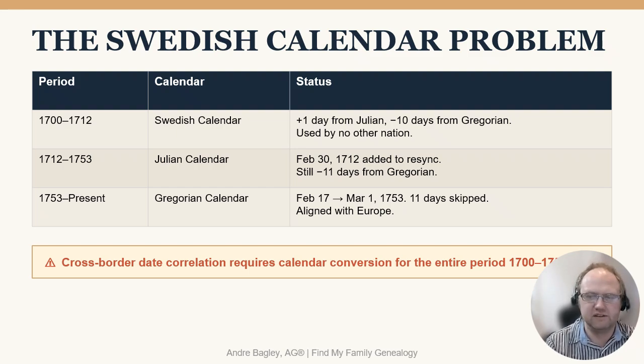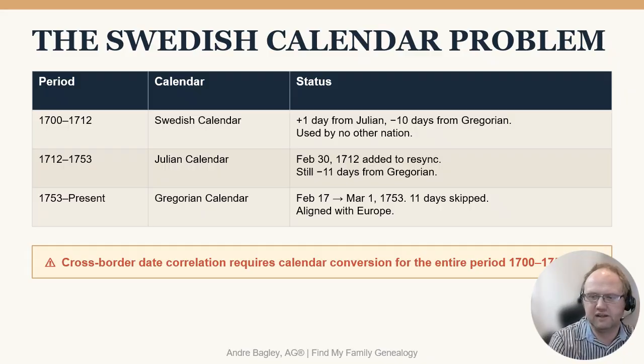Nobody's calendar matches. I know a day might not sound like that big of a deal, but that can matter if you have a contemporaneous event being reported by different people. You might want to know why Sweden's is off by a day, by a number of days, and that's different than everybody else's math.